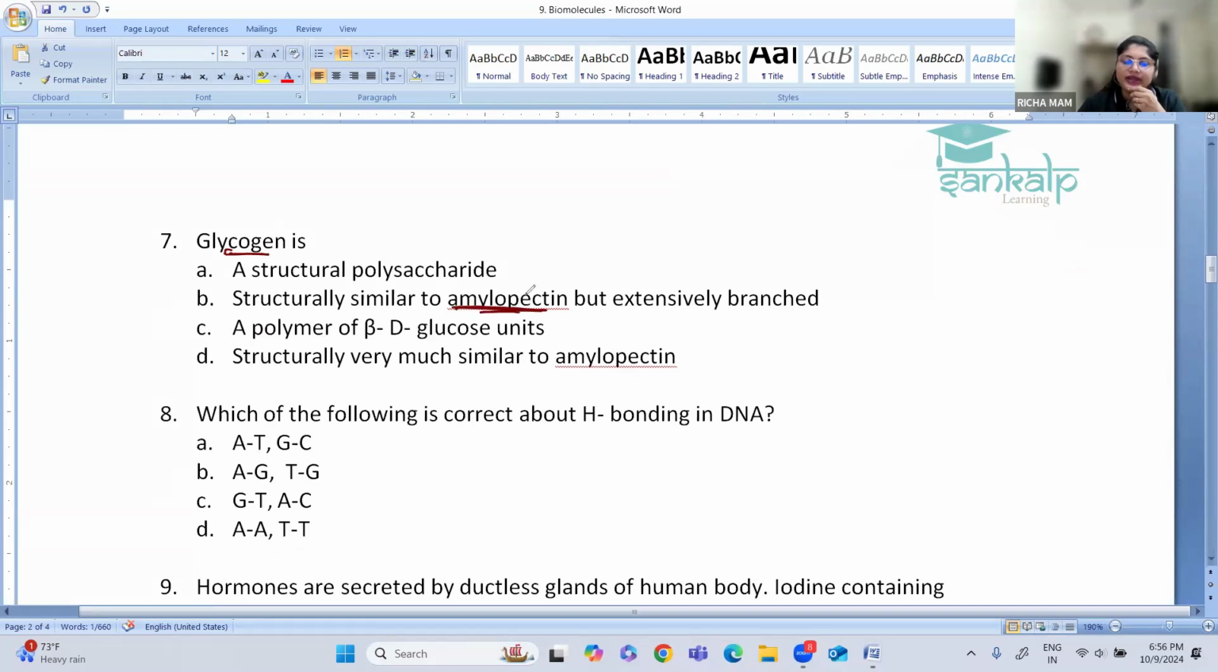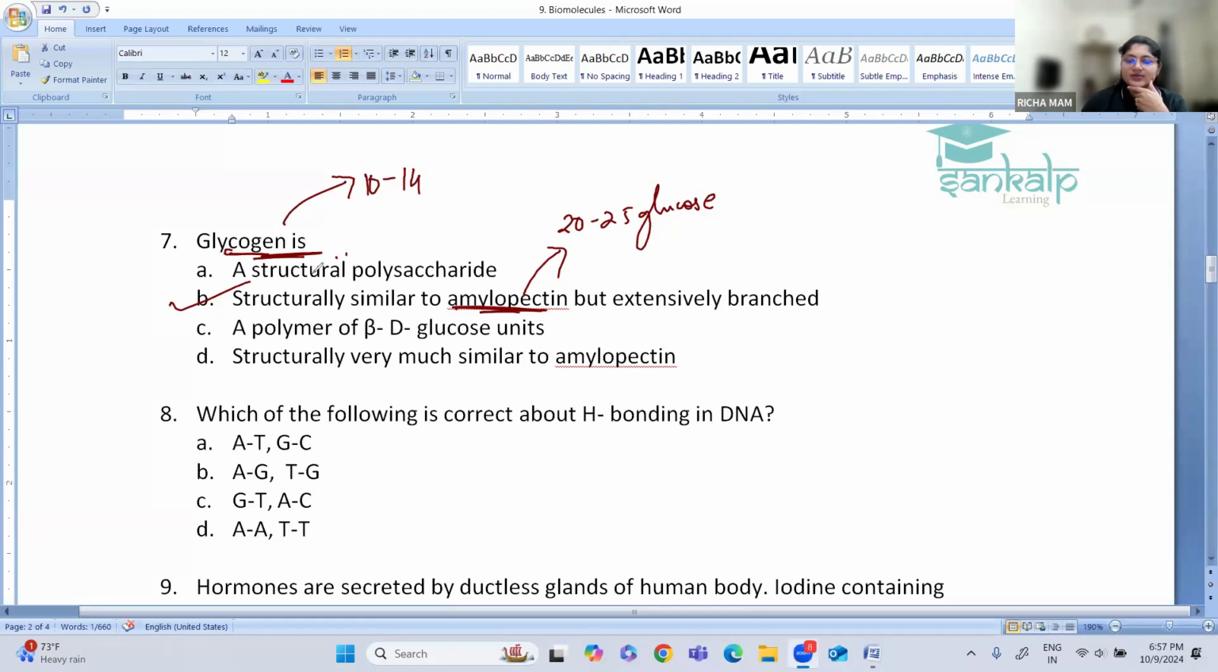Amylopectin is a huge molecule; the structure is huge. It is made up of 20 to 25 glucose units. In glycogen, it is very short. It consists of 10 to 14 glucose units. So glycogen is highly branched. So the answer is what? Answer is B. Structurally similar to amylopectin, but it is highly branched. So yes, option number B is the correct answer.